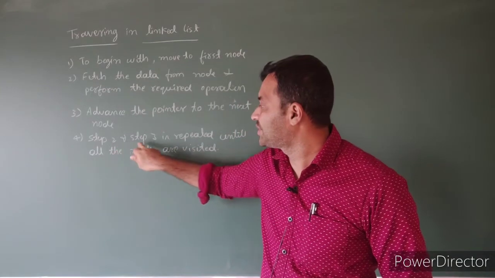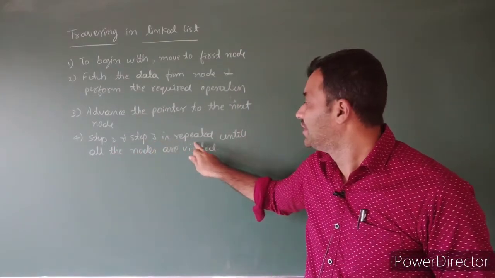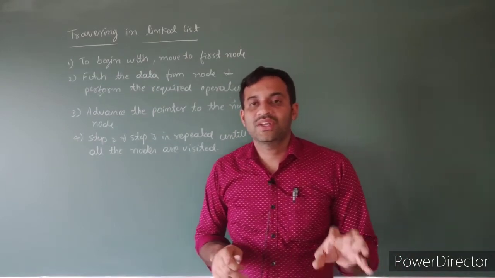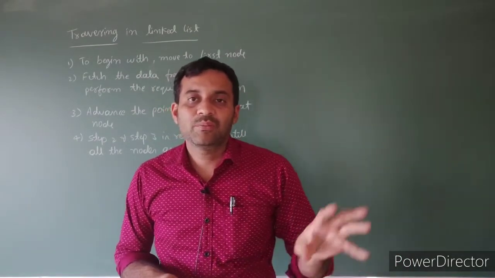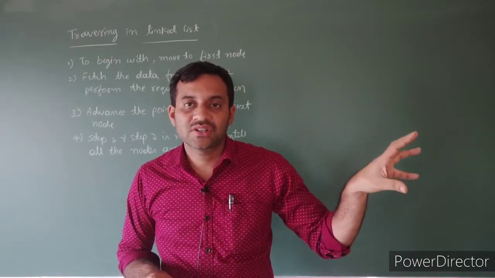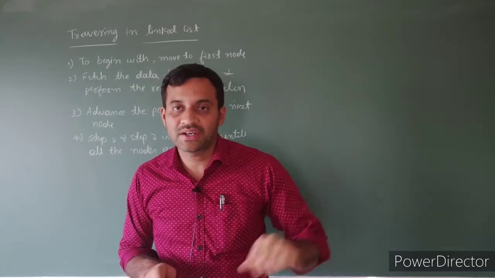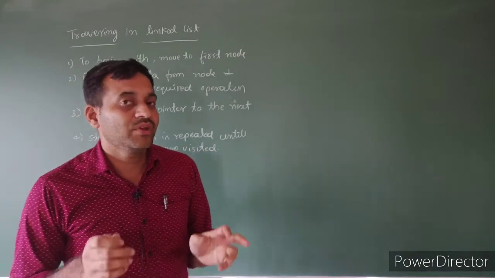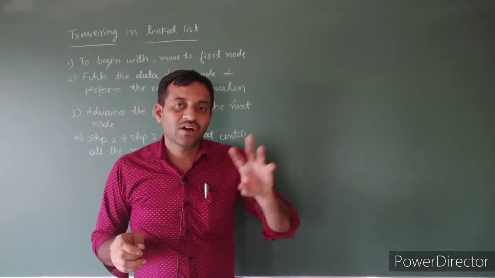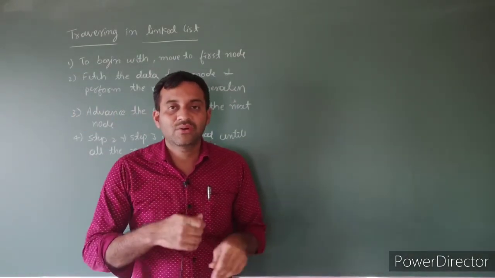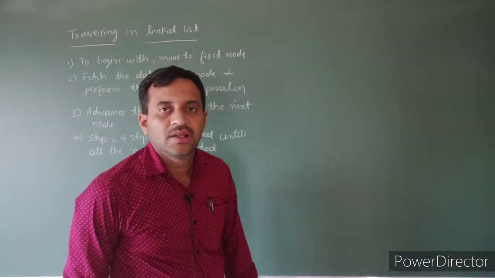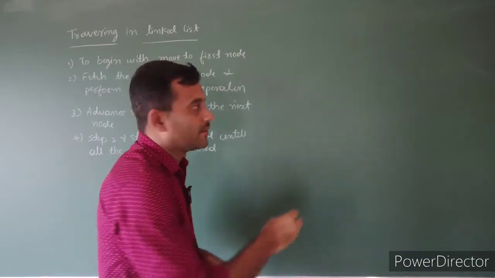Next, step 2 and step 3 are repeated until all the nodes are visited. How do we know we reached the last node? If the pointer section of the last node has a null pointer, then we know that we have reached all the nodes. Until then, we have to access all the nodes. Let's write the algorithm.